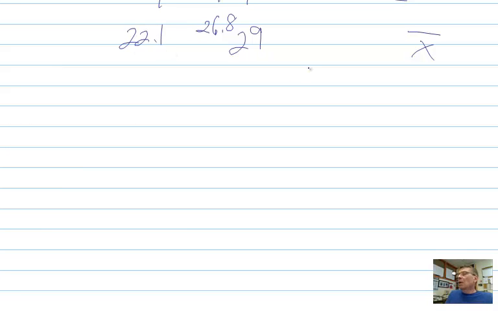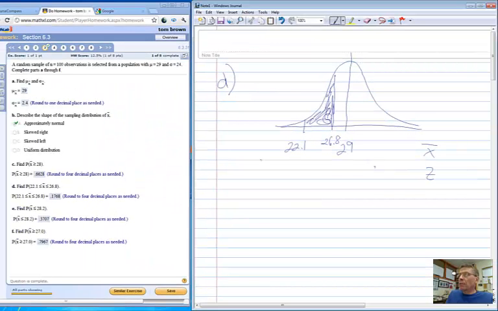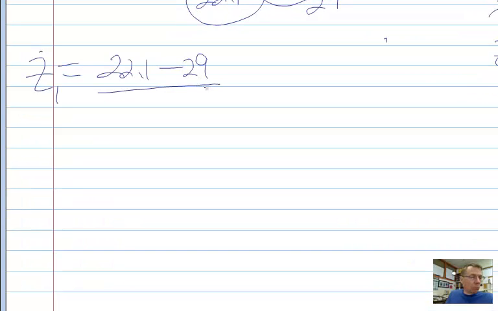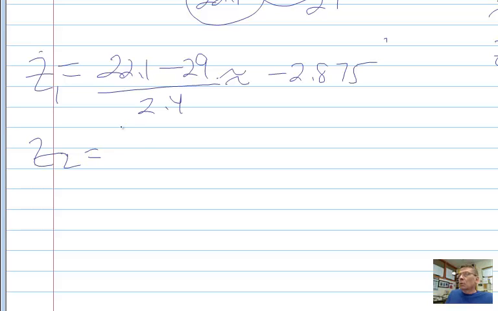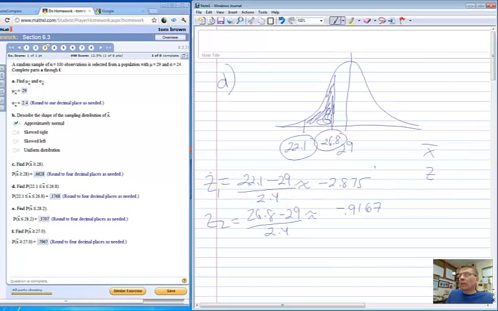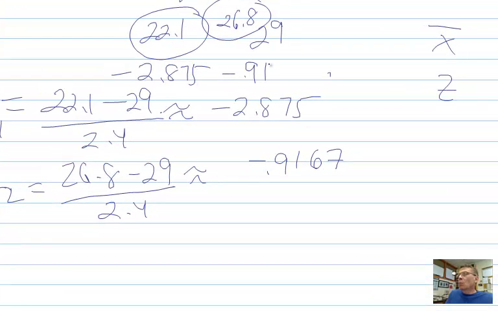Okay. So to solve this problem, we have to convert from the x-bar world to the z world. So we have to calculate the z value for each of these values right here that we're interested in. Okay. All right. So the z value, and I'll make the z1 for 22.1 is 22.1 minus 29 over 2.4, which is approximately minus 2.875. Okay. The z value for 26.8 is approximately minus 0.9167. So in the z world, we want to go between minus 2.875 and minus 0.9167.